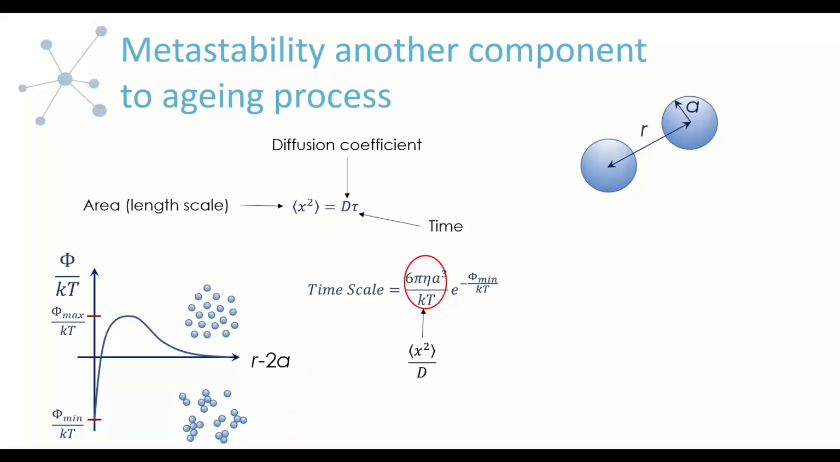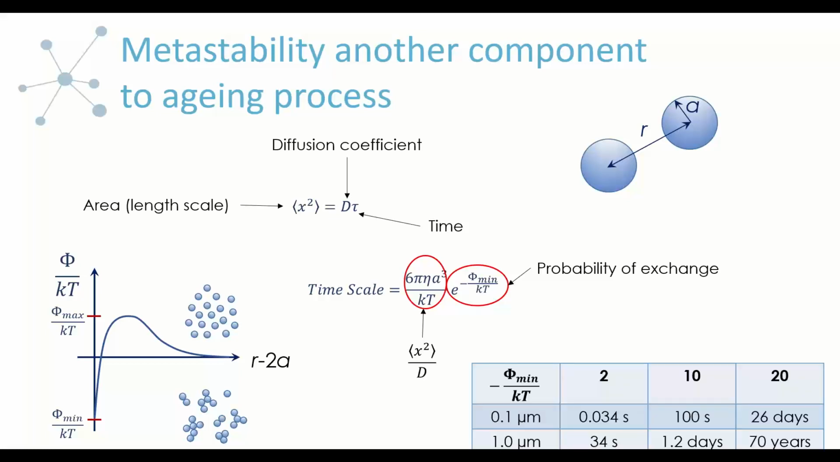And then over on the right here, this exponent, we have the probability of exchange. So this is looking at phi min's influence on the time scale of aggregation. And so this is the probability of attraction, of exchange, and the constant in front is just the length scale divided by the diffusion coefficient, which leaves units of time. And so this is just an estimate, a guess on how long it will take for these particles to aggregate with each other.